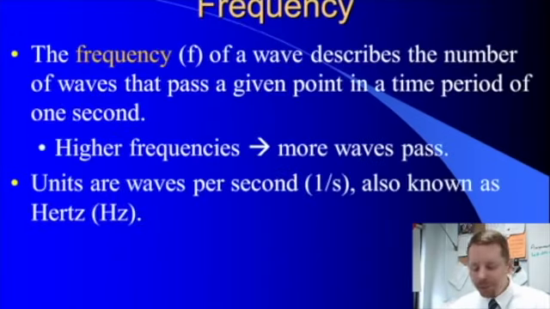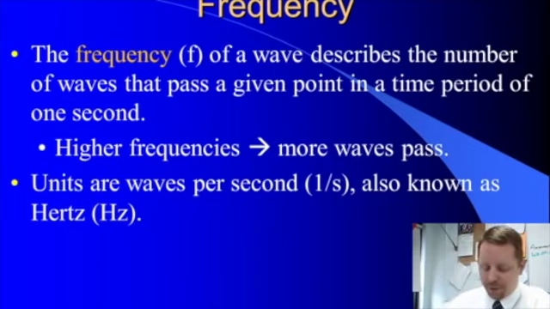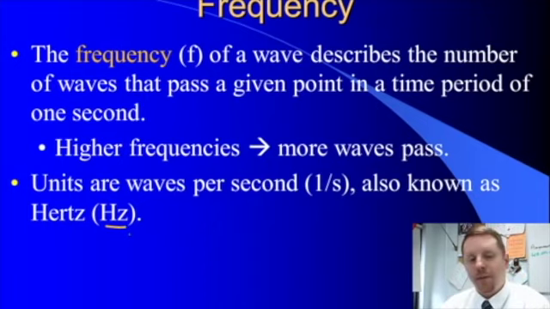So frequency, F, describes the number of waves that pass a given point in a time period of 1 second. So if you had 5 waves per second, your frequency would be 5 hertz. The units are 1 over seconds, or hertz, which we abbreviate with the capital HZ. More frequencies, higher frequencies, more waves per second. Lower frequencies, fewer waves every second.